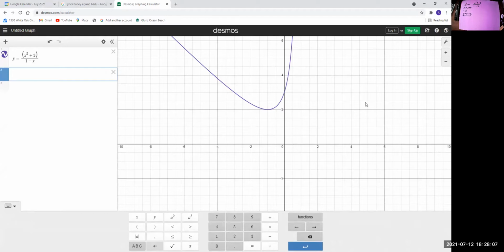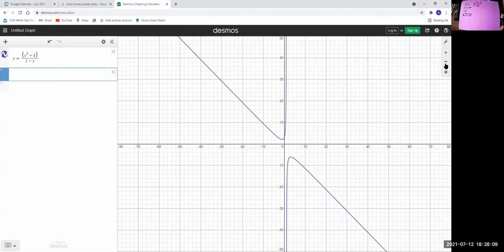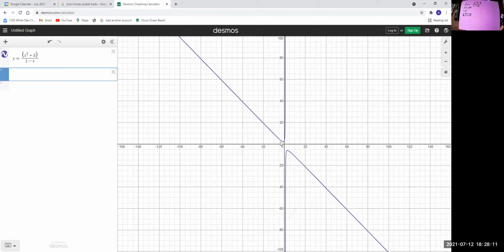Okay, so let's zoom out a little bit. What happens as x approaches negative infinity? Well, let's take a point on this line. Right now, x is negative 3.8.